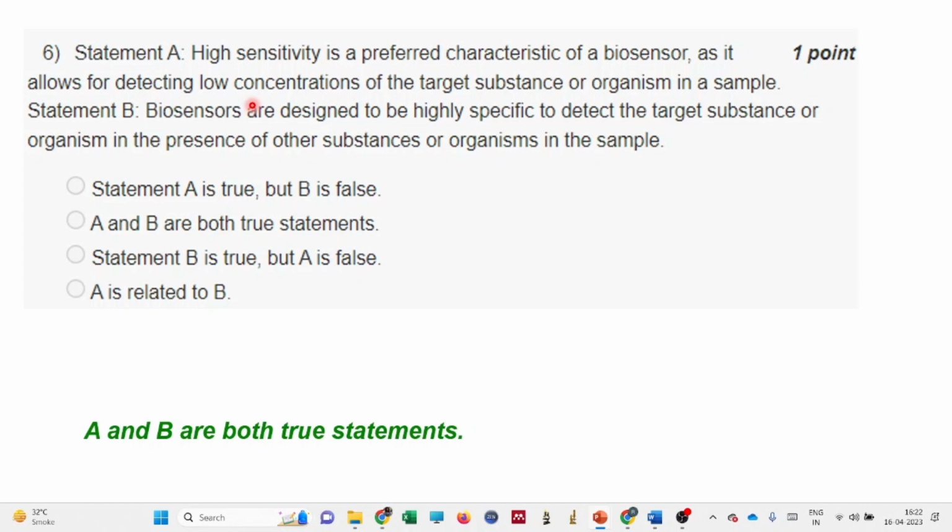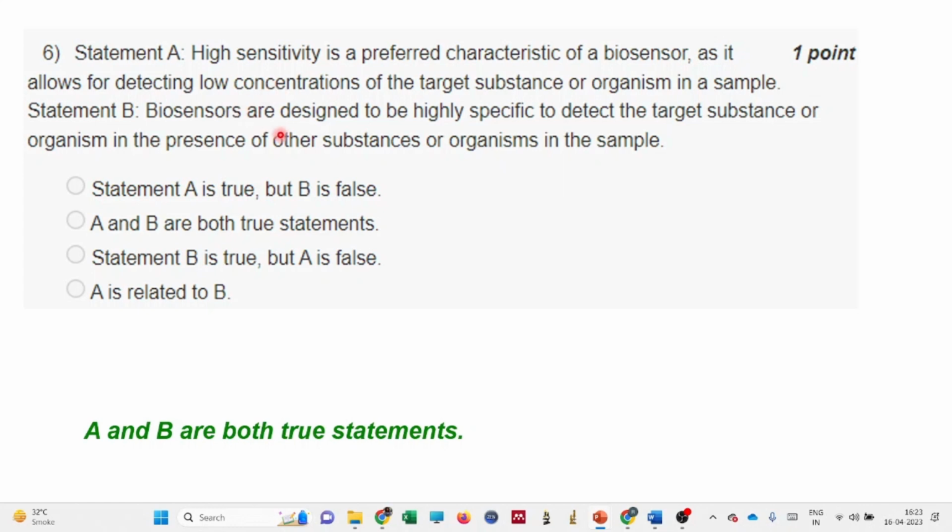And a biosensor is a device that integrates a biological sensing element with a transducer to produce an electronic signal proportional to the concentration of the target analyte. So the sensitivity of the biosensor determines the lowest concentration of the analyte that can be detected. Therefore, a biosensor with high sensitivity can detect even very low concentrations of the target substance or organism, making it more useful and applicable in various fields such as medicine, environmental monitoring and food safety.